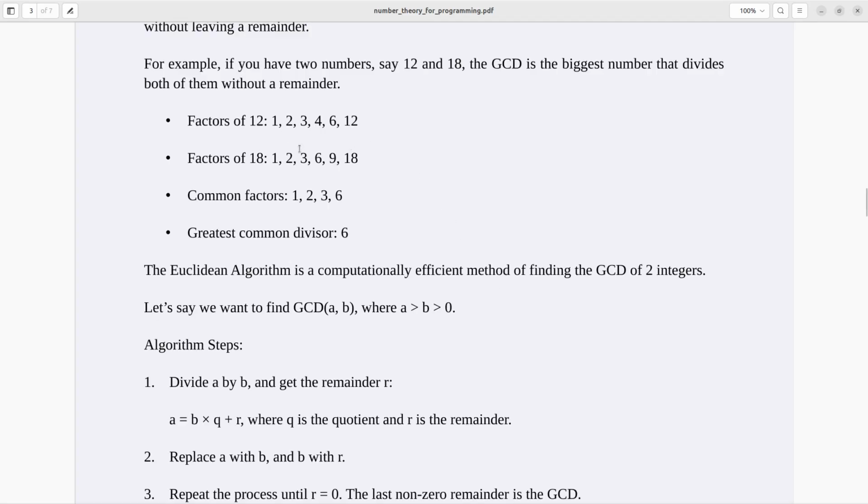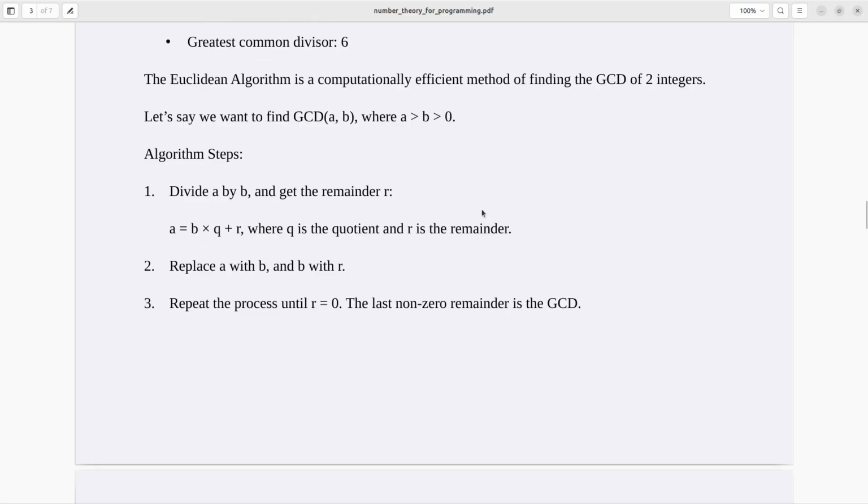Instead of listing out all the factors of the 2 numbers, I can use the Euclidean algorithm of division to help us find the GCD more efficiently. So how can we do so? Let us go to the algorithm here. Suppose we want to find the GCD between A and B, where A is larger than B and both numbers are larger than 0. Let us go to the first step. We have to divide A by B to get the remainder. When A is divided by B, A equals B times Q plus R, where Q is the quotient of the division and R is the remainder of the division.